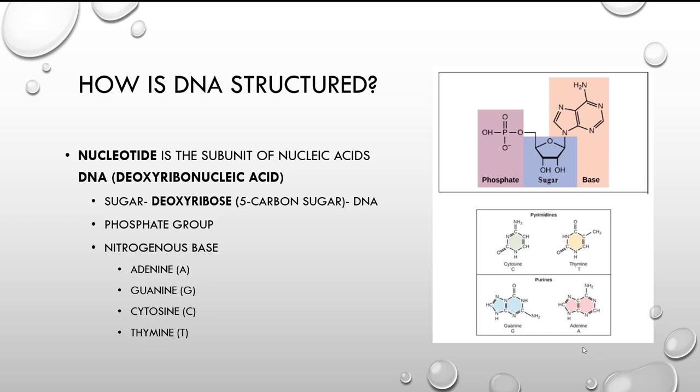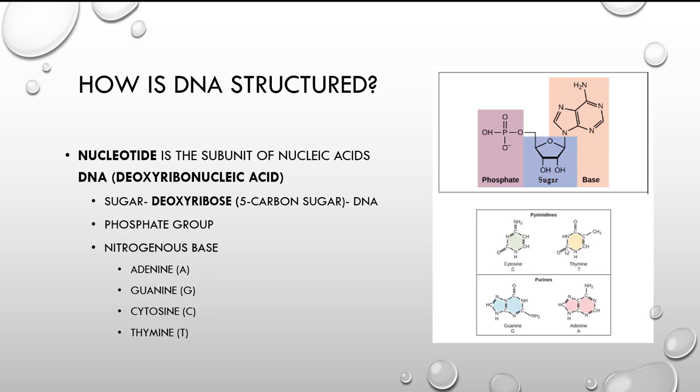Okay. So if they're a purine, they contain 2 rings. So purines, 2 rings. That kind of rhymes, right? So guanine and adenine have 2 rings. And then the pyrimidines have 1 ring. Okay, so cytosine and thymine have 1 ring.